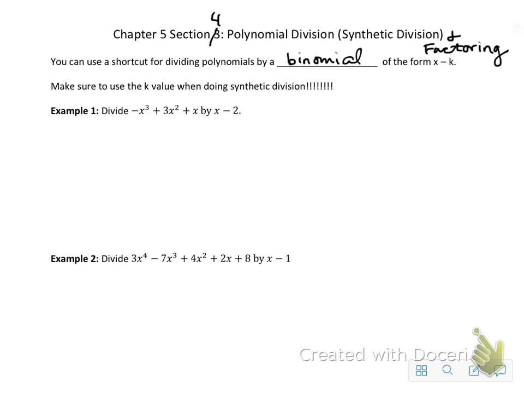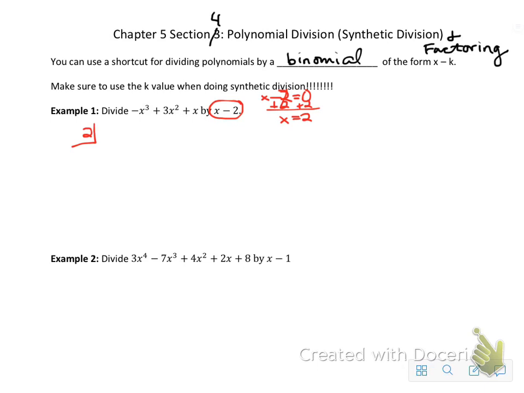So we have to make sure we use the k value when doing synthetic division. So we look at what we're dividing by, the x minus 2, set it equal to 0, and solve for x. So we would solve for x by adding 2 to both sides, and we get x equal to 2. Now here's how you set up your division, your synthetic division is what it's called. You put what you're dividing by in the top left-hand corner, and it gets a box.